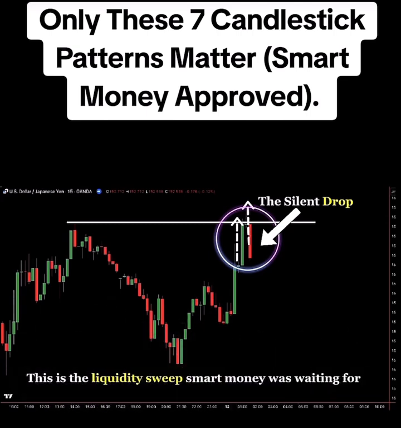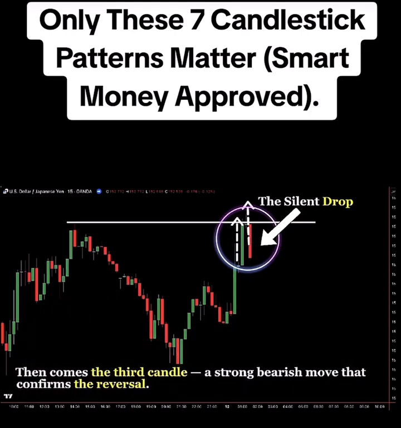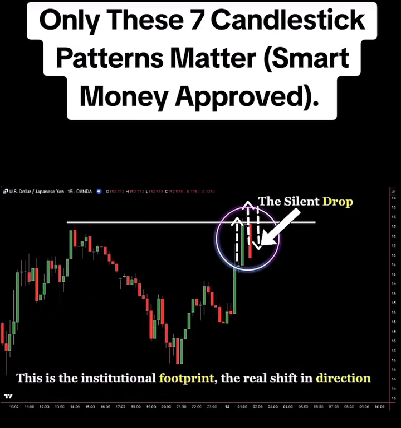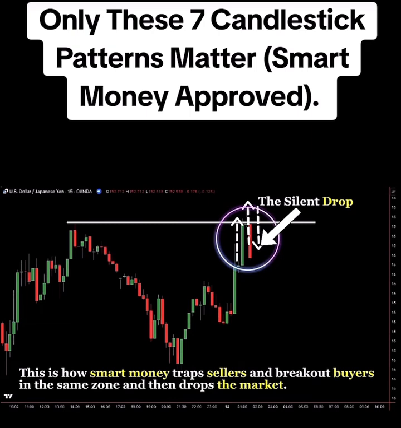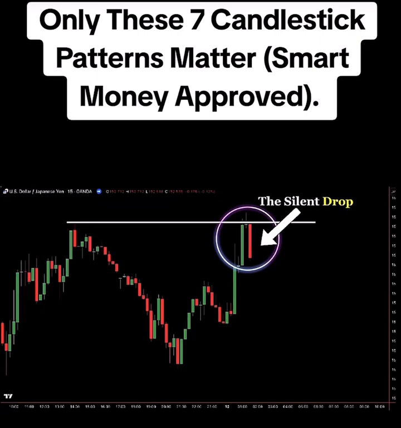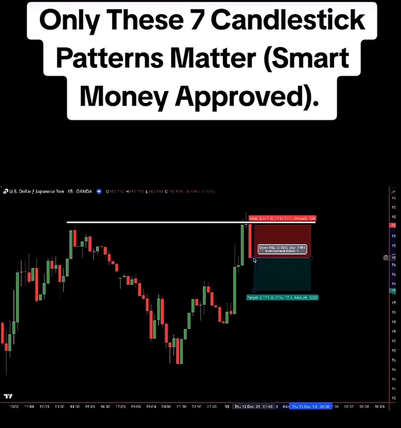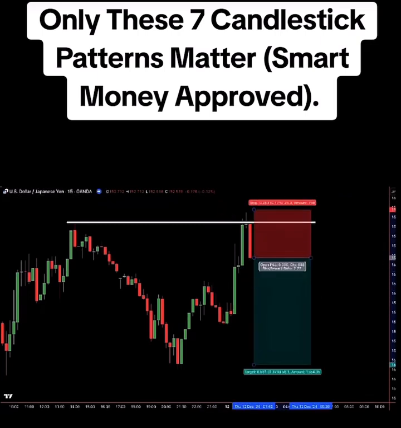This is the liquidity sweep smart money was waiting for. Then comes the third candle, a strong bearish move that confirms the reversal. This is the institutional footprint, the real shift in direction. This is how smart money traps sellers and breakout buyers in the same zone and then drops the market. Now, once you spot this pattern, here's the trade setup. Enter at the close of the third candle, stop loss goes above the second candle's high, target the next support level. And what happened next? Exactly as expected. Price dropped cleanly to the target zone, delivering a textbook silent drop play.